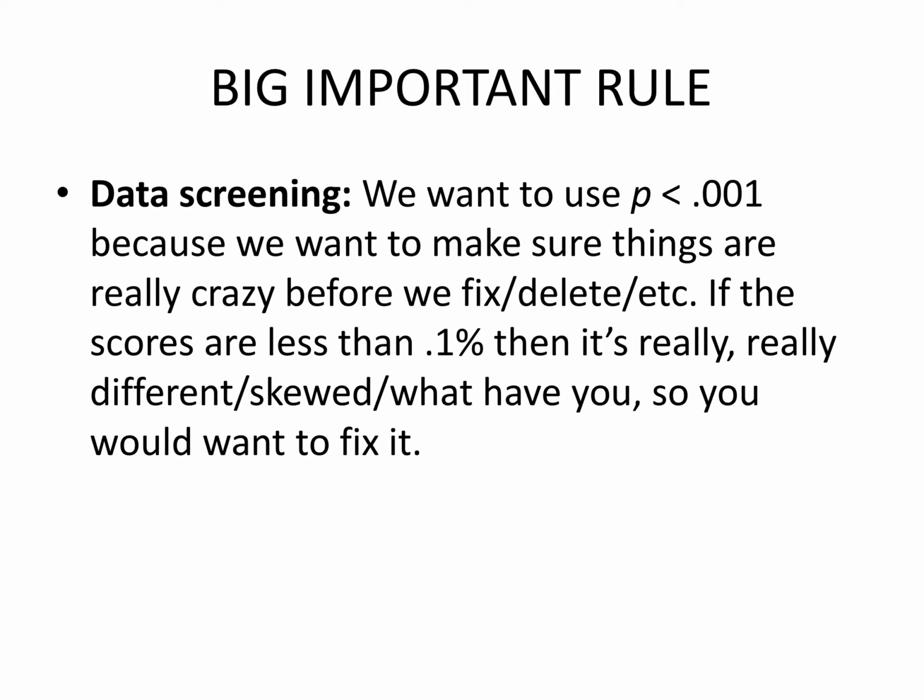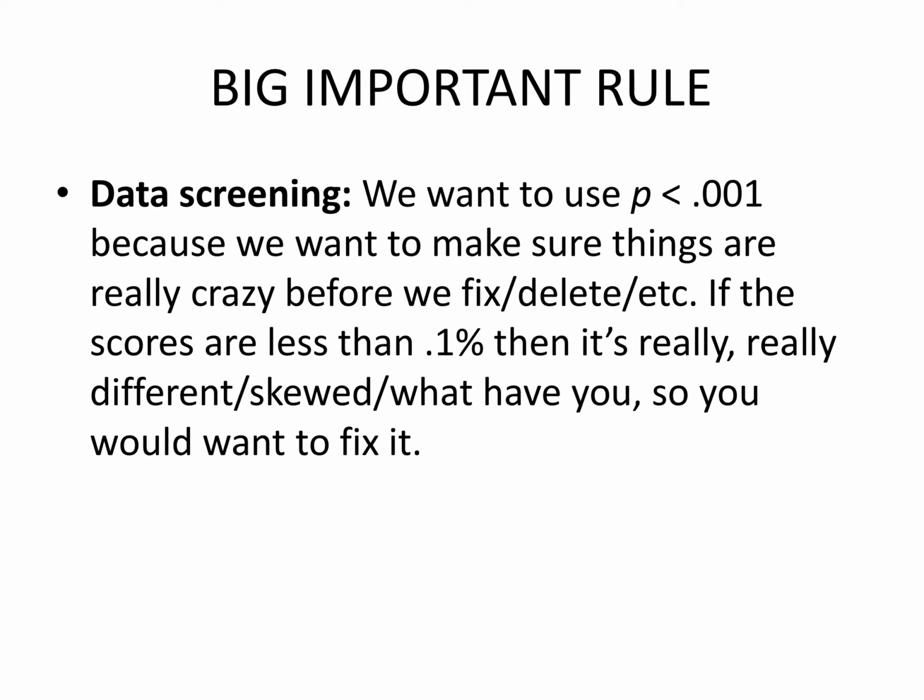For data screening, we want the likelihood to be bigger than 0.001, because that implies that there really aren't differences. And we don't want our data to be different than normal. Okay? So we do maybe want our groups to be different, but we don't want the data screening, the things that we should be getting, to be bad.